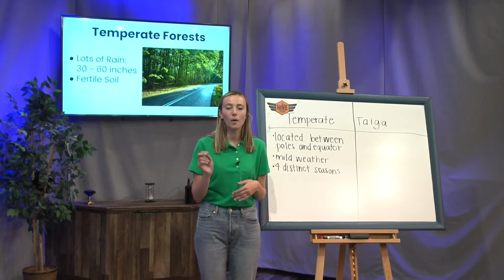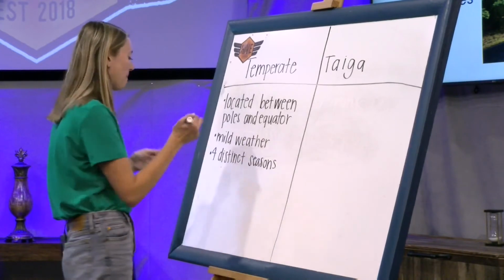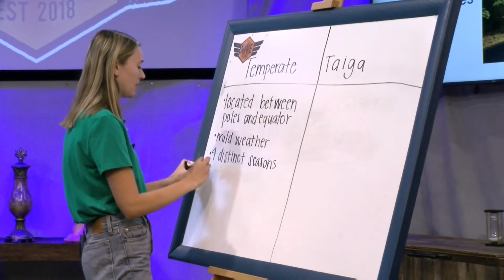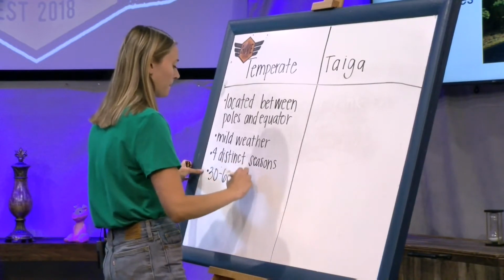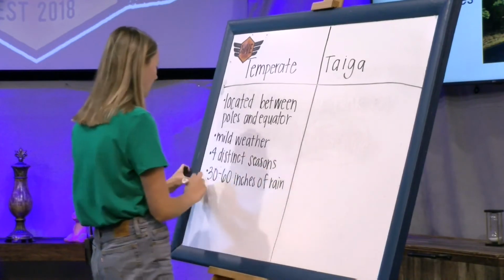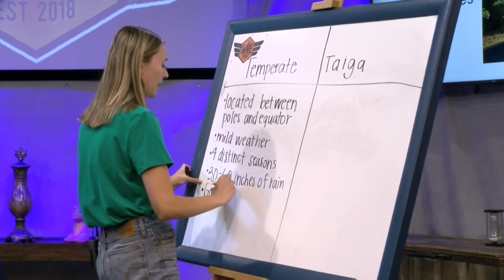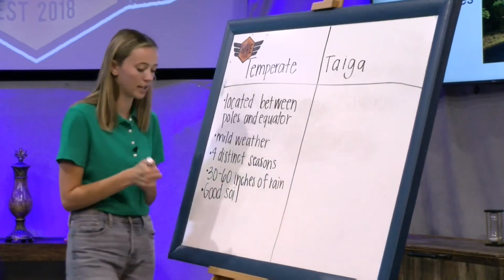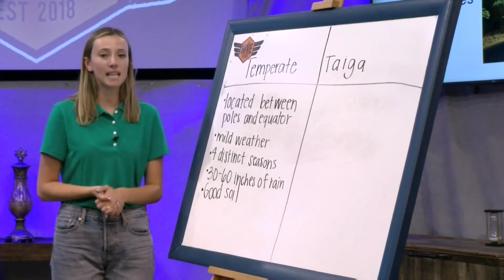Okay, why don't you go ahead and write some notes. I'll write some notes with you. So I'm going to write 30 to 60 inches of rain. And I'm also going to write good soil, because that helps me remember that a lot of different plants can grow here. Okay, awesome. Let's slide to the next slide.